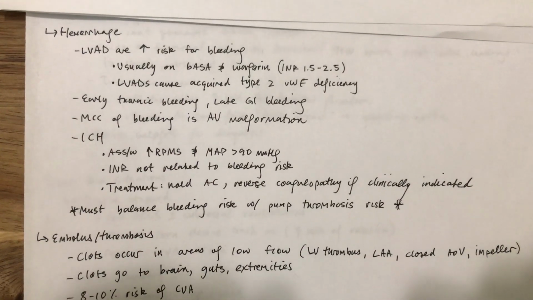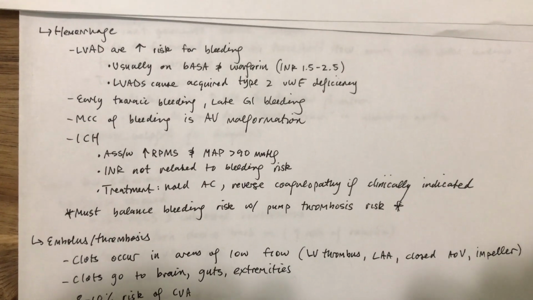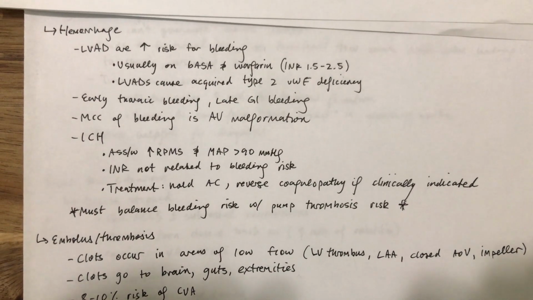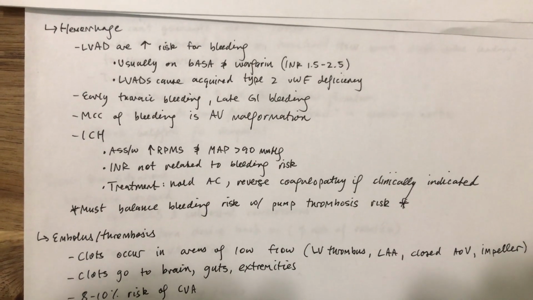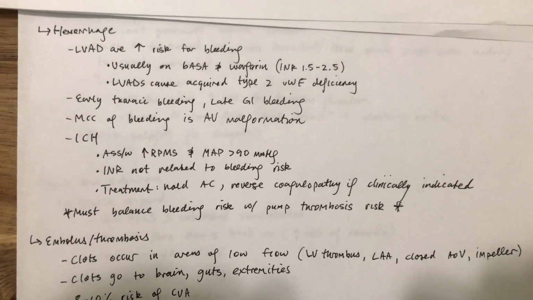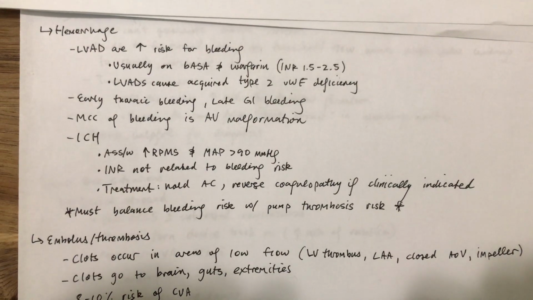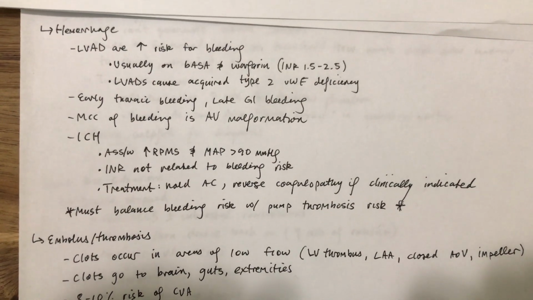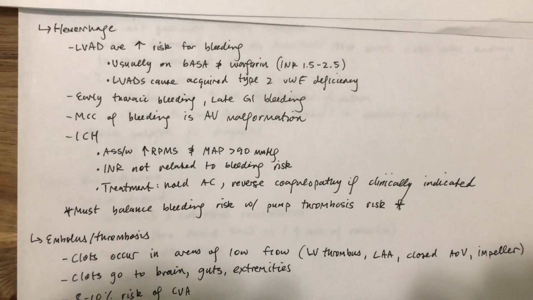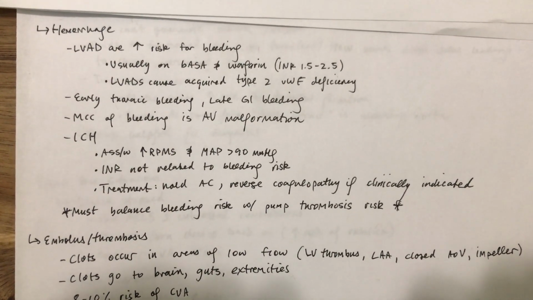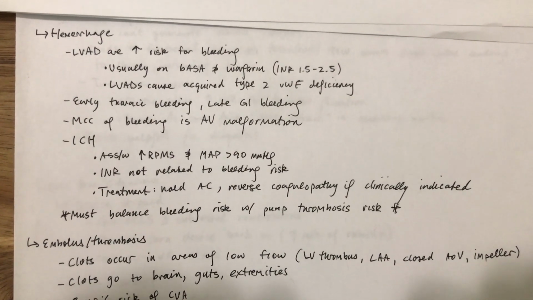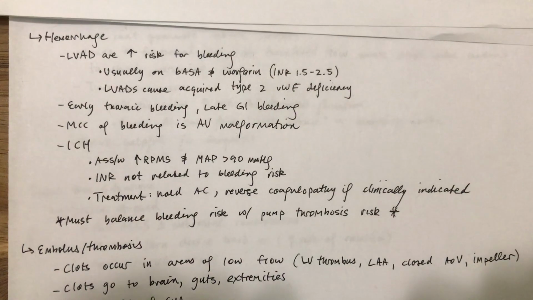You also have to watch for intracranial hemorrhage. This is associated with high RPMs and MAP greater than 90. No one knows why, but it is seen in retrospective data sets. Interestingly enough, INR is not related to bleeding risk. Treatment for this is to hold anticoagulation and then reverse the coagulopathy if it's clinically indicated.